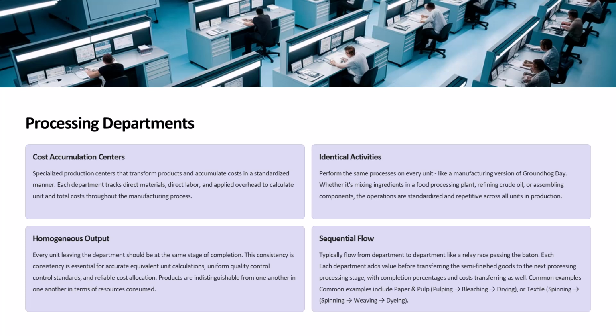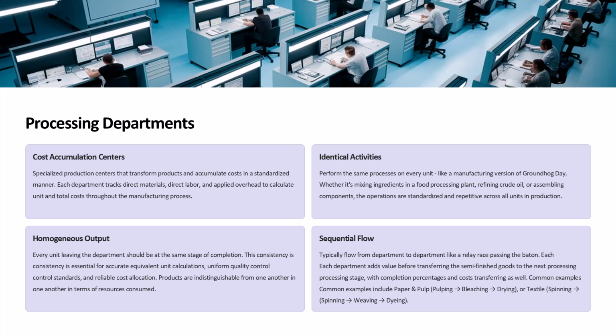Think of processing departments as assembly line stations, where specific transformations occur uniformly, like mixing departments in a paint factory or cooking departments in a food processing plant. Four critical characteristics define legitimate processing departments. First, they must add materials, labor, or overhead to the product. Pure storage or movement areas don't qualify. Second, they perform identical activities on every unit. The same processes repeated endlessly like a manufacturing version of Groundhog Day.